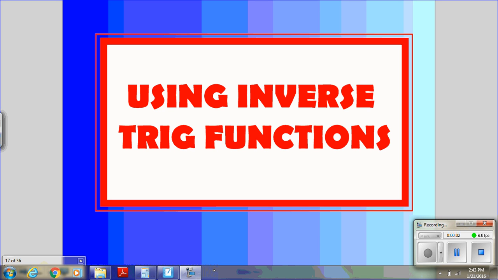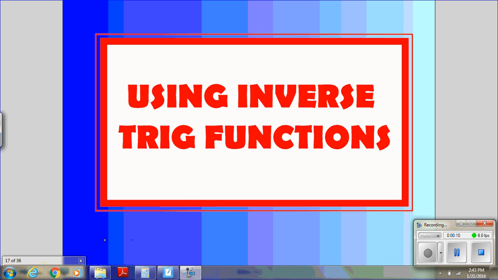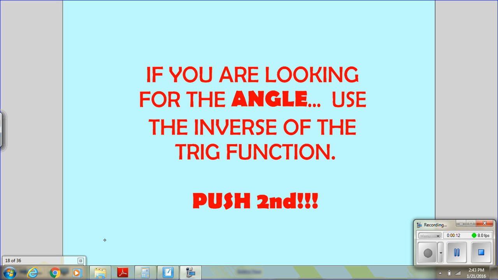Unit 7, Day 3 notes. Today we're going to talk about using inverse trig functions. If you're looking for an angle, you're going to use the inverse of the trig function. On your TI-83 calculator, you're going to push second and then the trig button. But we'll demonstrate that in class.